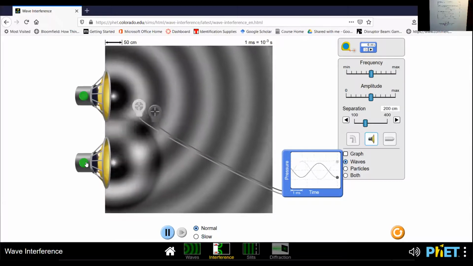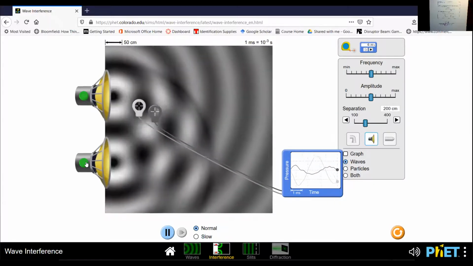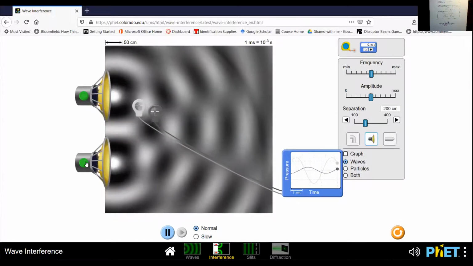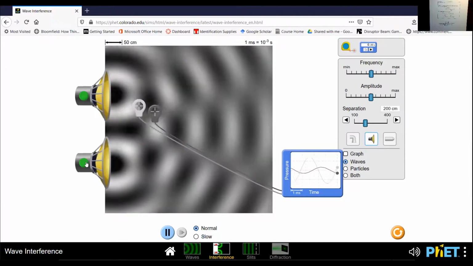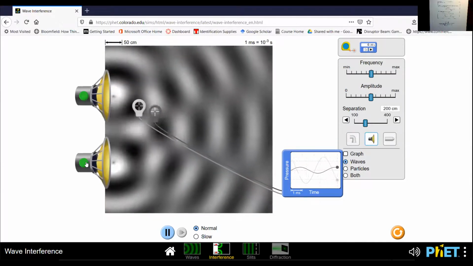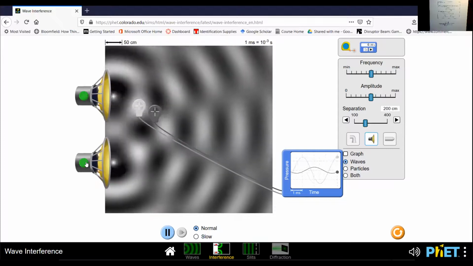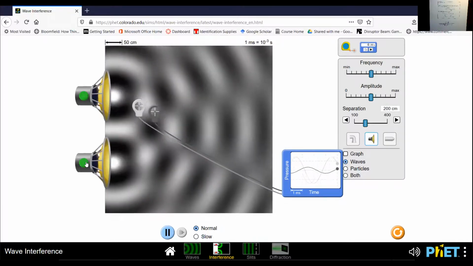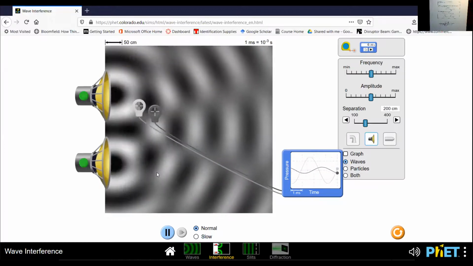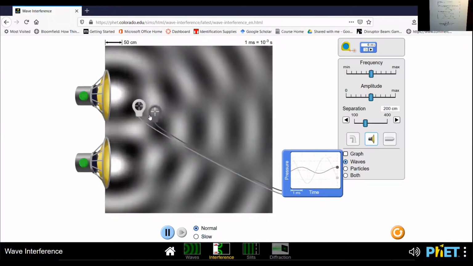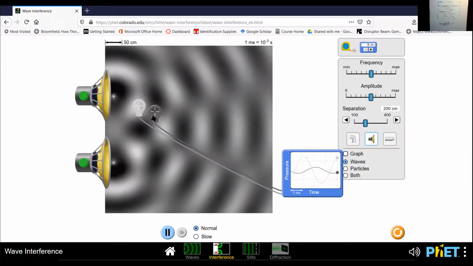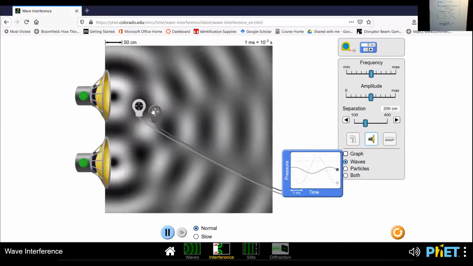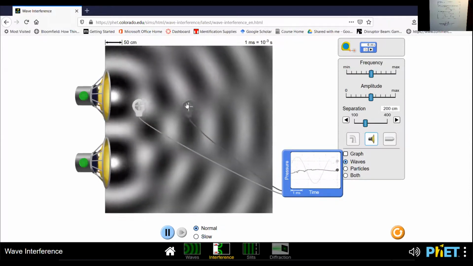So this is what we get if we have two speakers sitting side by side. And if we were actually in the classroom, we would do this. And what you notice is that there are regions where we get really large amplitudes. There are regions that get really small amplitudes. And there's going to be regions, you can see the line right here, where our amplitude essentially goes to zero.